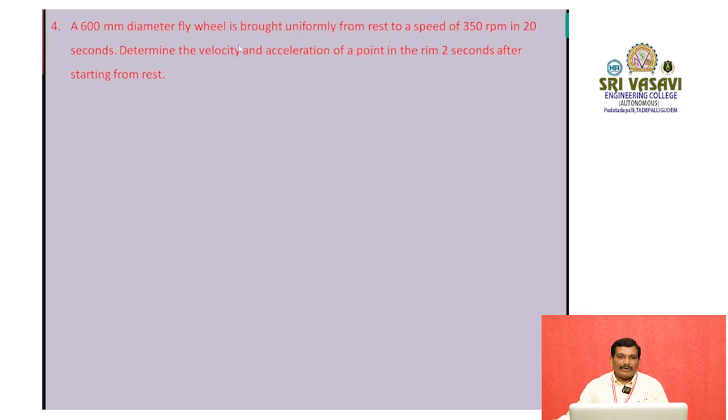A 600 mm diameter flywheel is brought uniformly from rest to a speed of 350 rpm in 20 seconds. Determine the velocity and acceleration of a point on the rim 2 seconds after starting from rest. Here the diameter of the flywheel is given, brought uniformly from rest to a speed of 350 rpm in 20 seconds. We have to find the velocity and acceleration of a point on the rim 2 seconds after starting from rest.